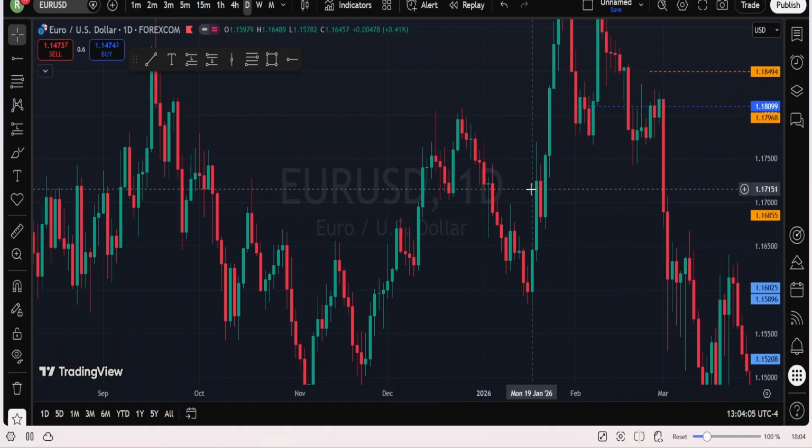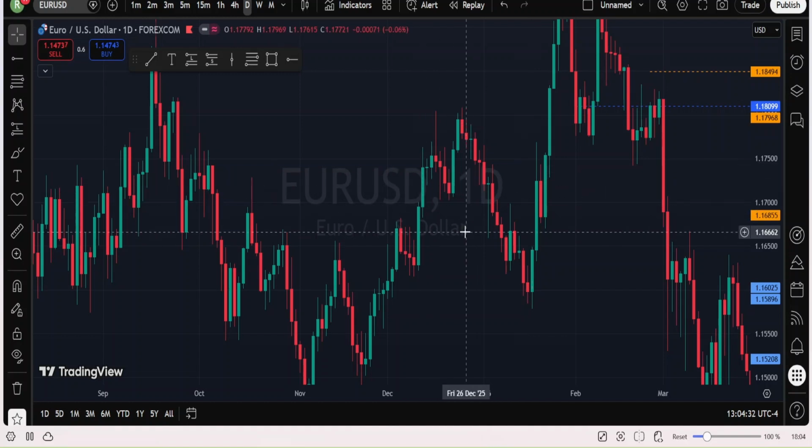Then the next question you might ask yourself: why do institutions hunt liquidity? Think of it this way. Imagine you want to buy a lot of fruits, let's maybe call them apples. You want to buy a lot of them because you are selling them. You want to buy huge because you want to resell, but you don't want the price to go up too fast. So if you start buying aggressively, the sellers will raise their price.